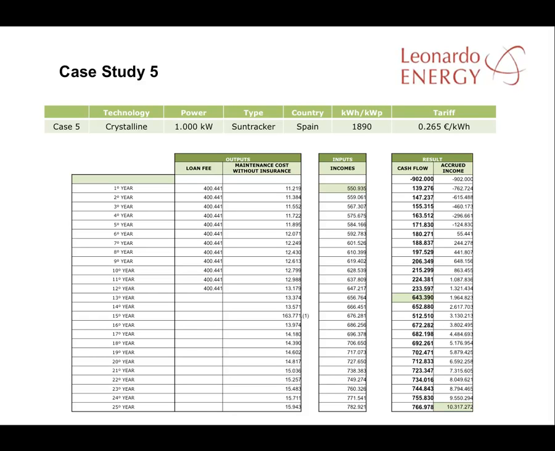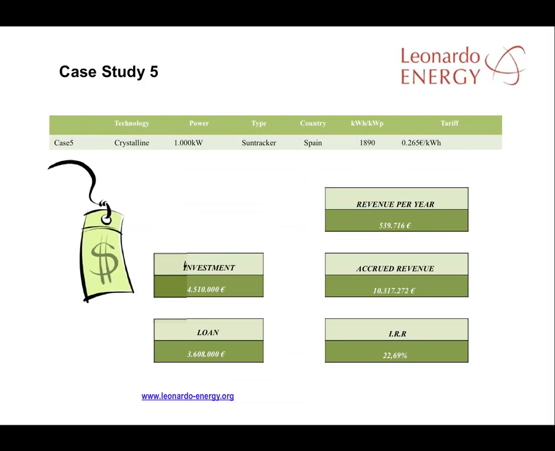The final case study is the sun tracking system in Spain. The investment needed for this ground-mounted system is more than for a fixed system, and despite the increased energy production, the internal rate of return is lower. IRR for the sun tracking system would be about 22.7%, while in a ground installation without sun trackers it would be about 23.07%.